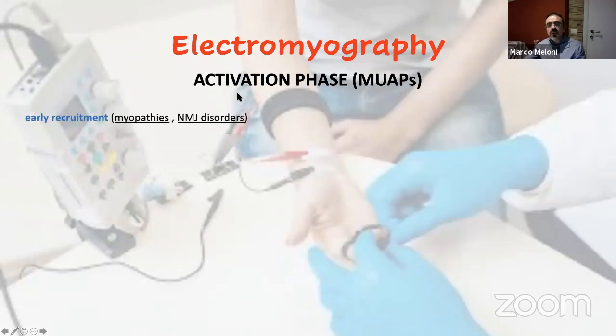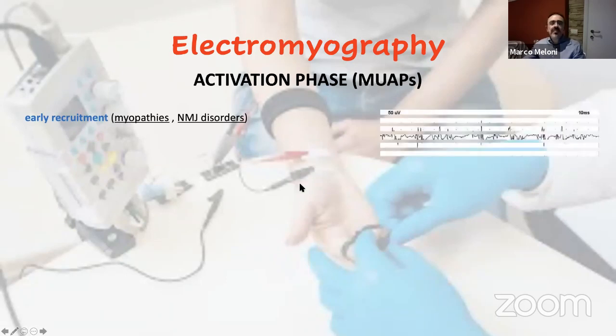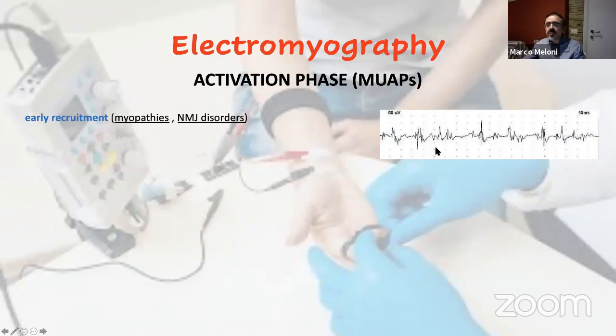What can we have in this phase of pathology? We can have early recruitment that's happening in myopathies or neuromuscular junction disorder. So it's not very common for the surgeon of peripheral nerve. And in this phase you can see there is a disorder of potentials, because we get a recruitment of potentials that overcome another potential.